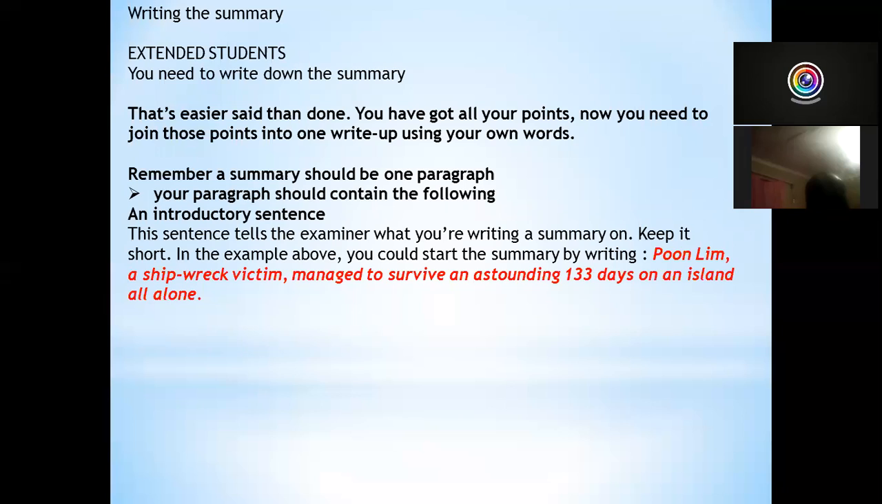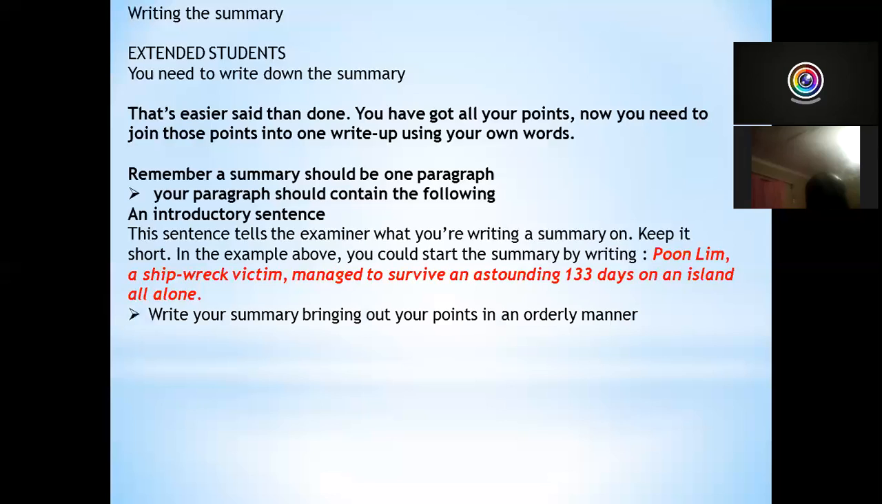Remember, the introductory sentence does not mean that you have to put an introduction heading, but it's a sentence which is part of your summary, where you tell the examiner what you are writing a summary on. So if you were to take a look at the example about the shipwreck, your introductory sentence could look like this: Ponlin, a shipwreck victim, managed to survive an outstanding 133 days on an island all alone. That's an example of an introductory sentence, and it shows clearly that you are talking about a person who survived a shipwreck.